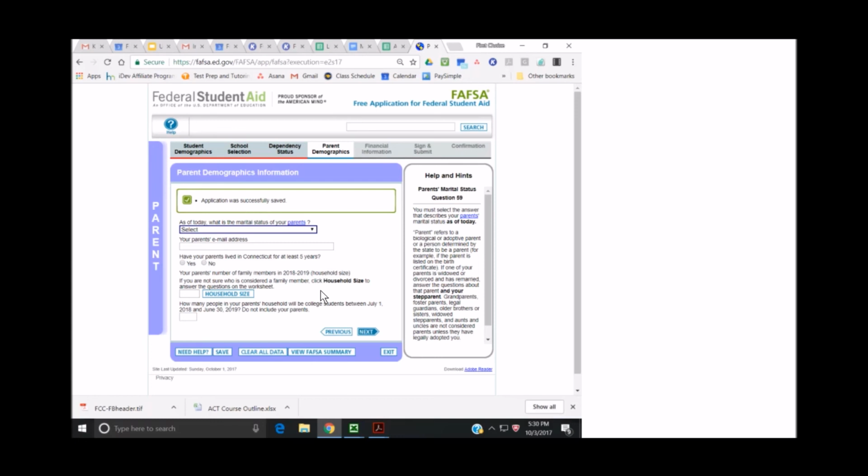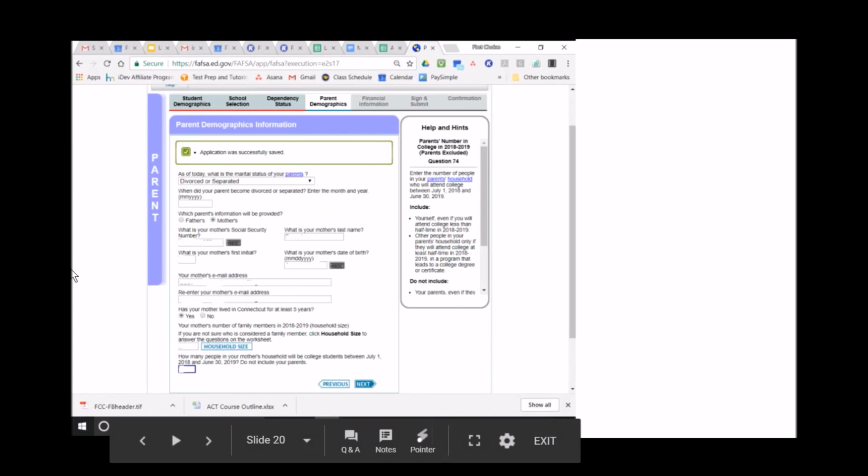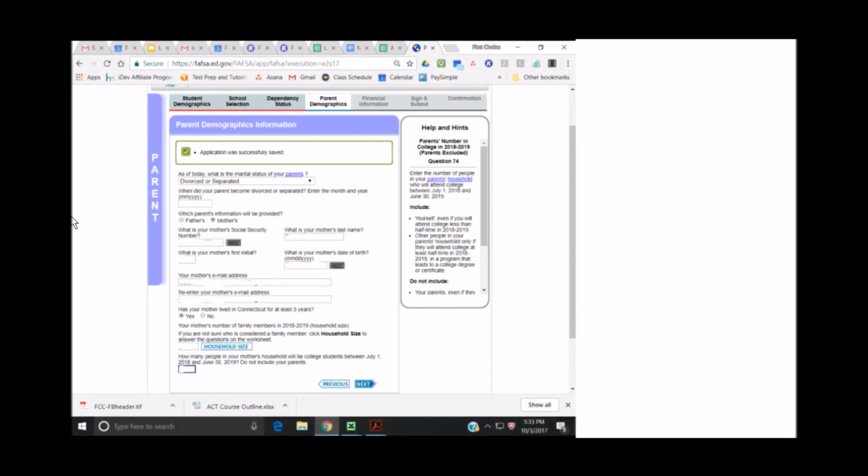And then the next question is, how many will be college students? So at least one, right? The student we're filling this out for, even if they're not a student now, it's as of next fall they're asking. So you would enter in those numbers, and then they do ask for the marital status of the parents. So if you said married, they'd ask the month and year of marriage. If you're either married or remarried, you would put that, or divorced or separated, they ask month and year when they became divorced or separated.